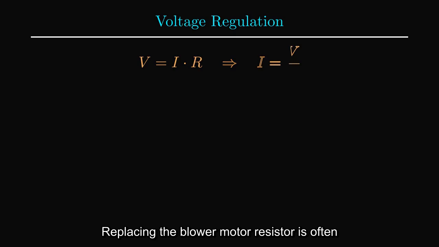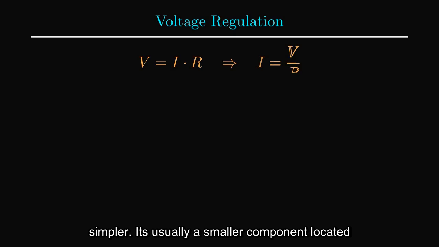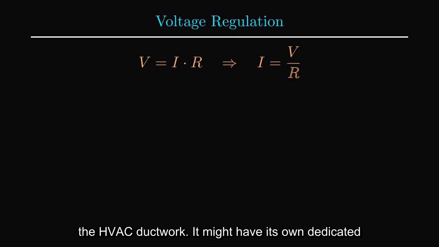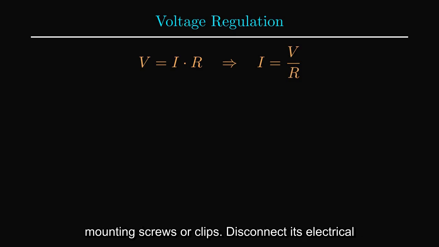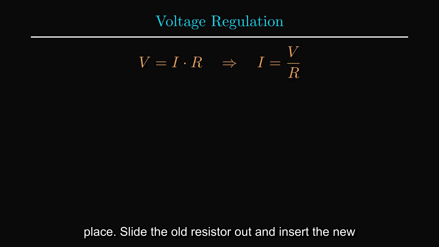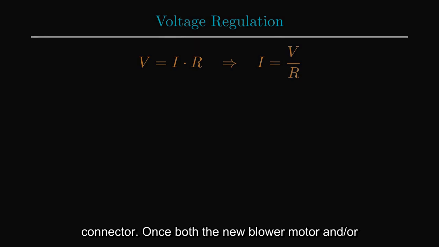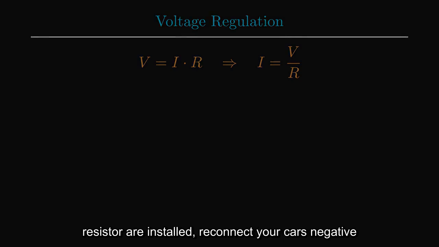Replacing the blower motor resistor is often simpler. It's usually a smaller component located near the blower motor, often mounted directly into the HVAC ductwork. It might have its own dedicated mounting screws or clips. Disconnect its electrical connector and remove the fasteners holding it in place. Slide the old resistor out and insert the new one, ensuring it seats correctly to allow proper cooling by airflow. Reconnect the electrical connector. Once both the new blower motor and/or resistor are installed, reconnect your car's negative battery terminal.